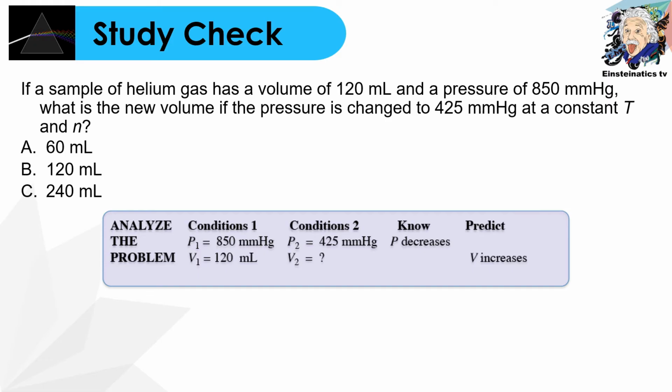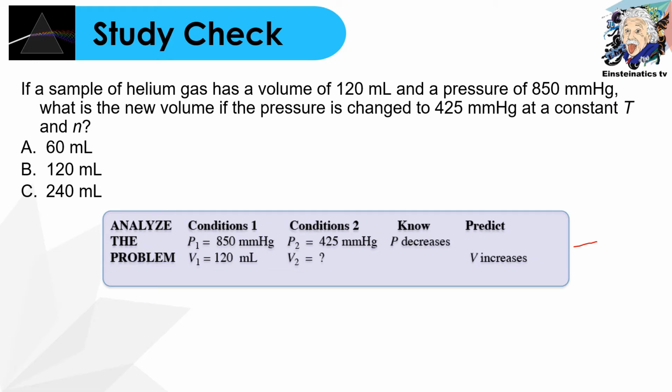Let's have another sample problem. Suppose a helium gas has a volume of 120 ml and a pressure of 850 millimeters of mercury. What is the new volume if the pressure is changed to 425 millimeters of mercury at constant temperature and mole? So, is it A, 60 ml, B, 120 ml, letter C, 250 ml? Please use itong mga given to solve for the problem. You may pause the video while answering and press play to know the answer.